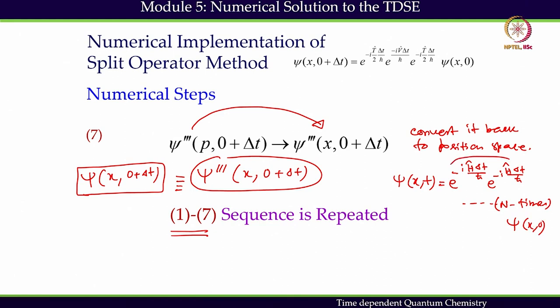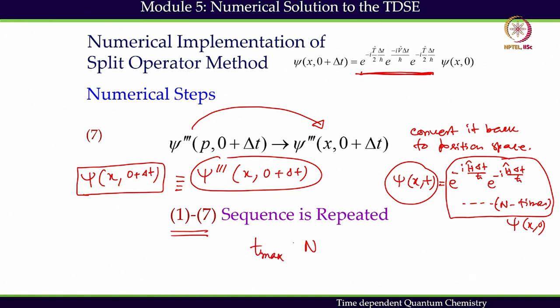So I have to repeat this short time propagation of delta t, which includes all three terms here, n times, so that I can get the desired time. And why n times? Because t, the value where I would like to reach, is going to be n delta t plus t initial, and t initial we have taken to be 0. So it is nothing but delta t multiplied by n.